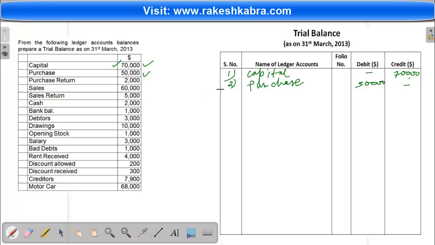Now third account, tell me which is the third account in the question. Purchase return. Purchase return means earlier we purchased and now we are returning. So are goods coming or going? So credit what goes out. So this 2,000 I will write in the credit column.